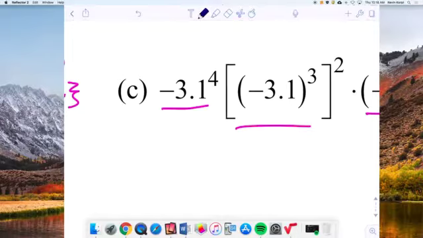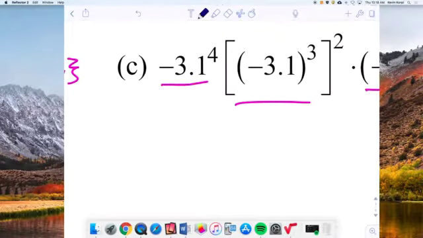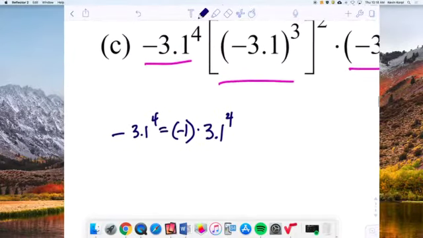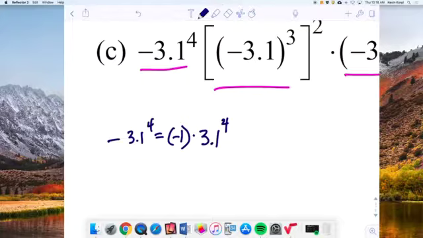All right. You should always say what you mean and mean what you say. If you use the order of operations, negative 3.1 to the 4th is the same as negative 1 times 3.1 to the 4th power, okay? If you intended it to be negative 3.1 to the 4th power, it would have to be this: negative 3.1 in parentheses to the 4th power. And they're not the same. They're different. So parentheses are very, very important.